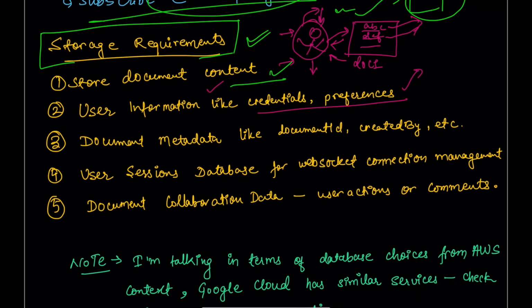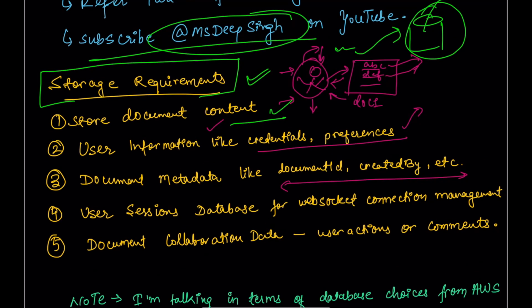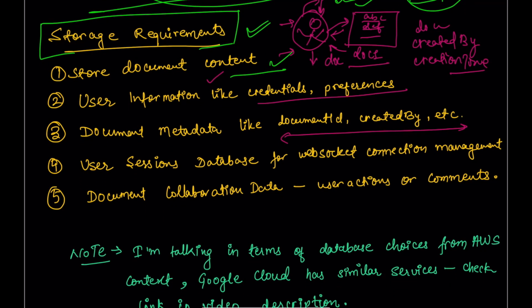Then document metadata like document ID, created by, and so on. Along with the content of this document, we also need some kind of metadata associated with it, right? So let's say this is one metadata. What is the doc name? Then we will have some kind of document ID. Definitely this is, let's say, the title. Then we have the document ID. Then who created this document and when, the creation time. So these kinds of things we can store in our metadata DB for faster access.